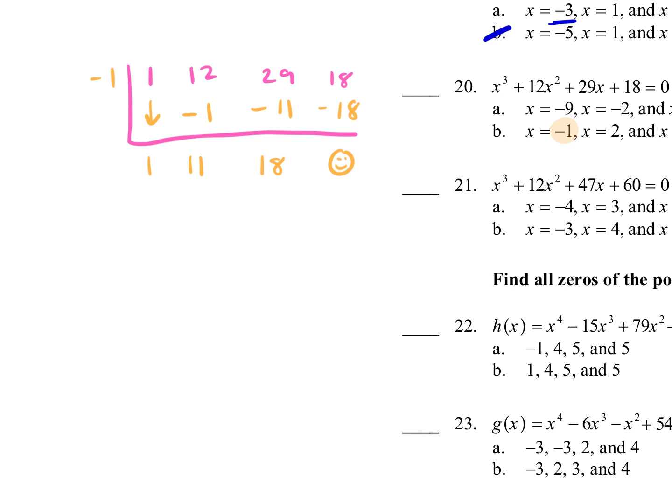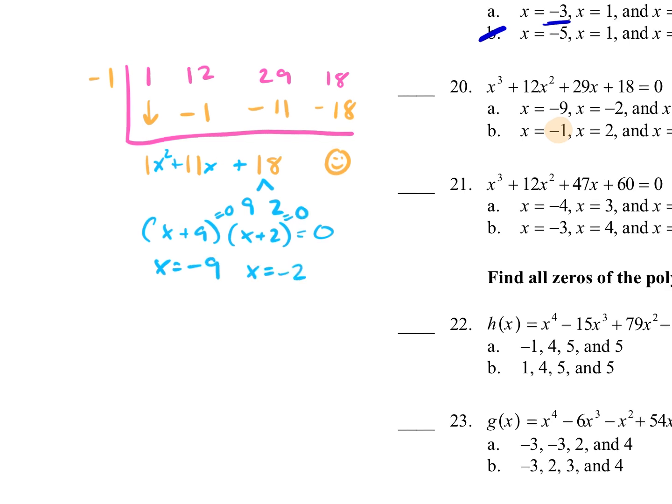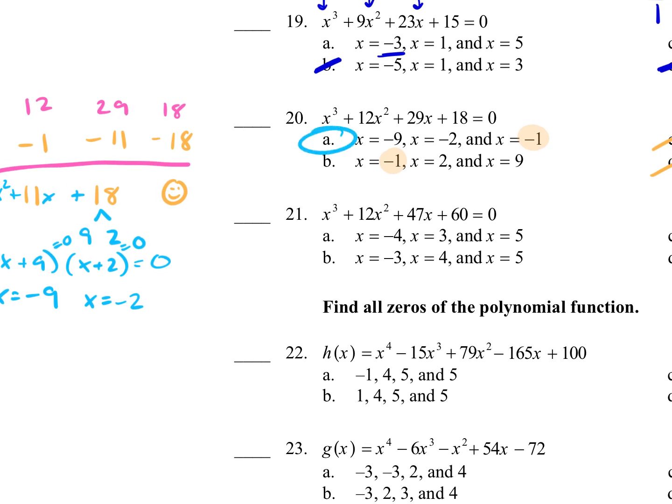From here, we could just factor it. We'd say 1x squared plus 11x plus 18. What are 2 factors of 18 that add to 11? 9 and 2. So this would factor into x plus 9 and x plus 2 equals 0. So what would x equal? When we set them equal to 0, what would x equal? Negative 9 and negative 2. So that would be answer choice A.